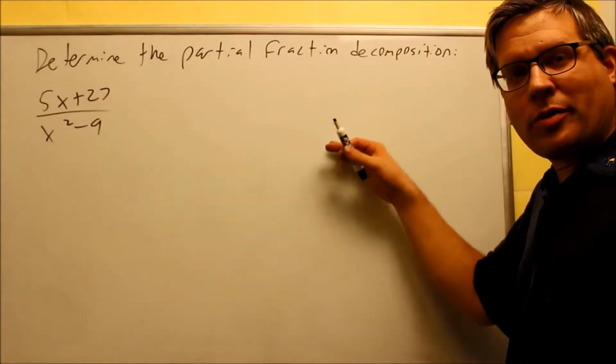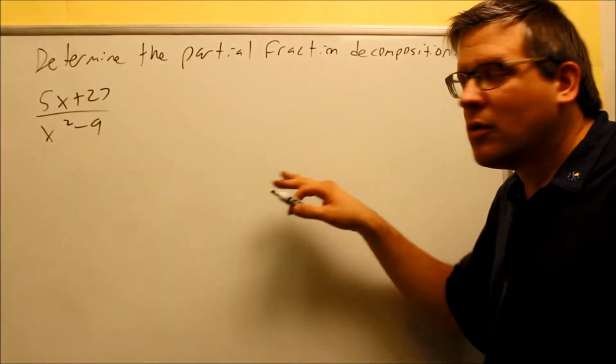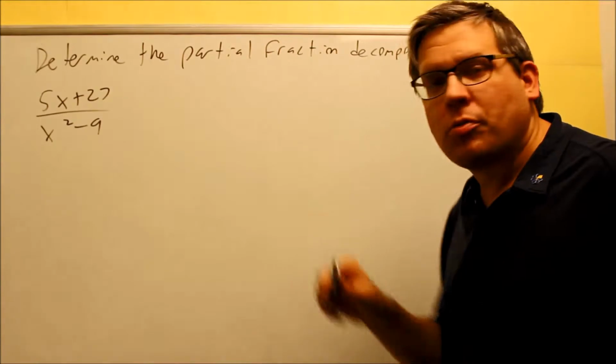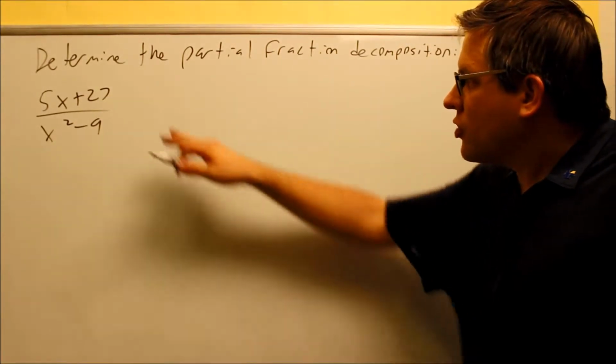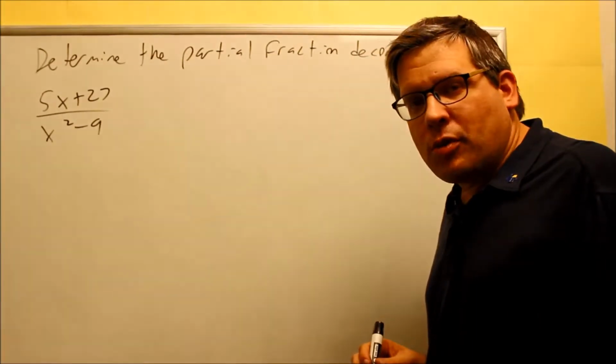Okay, so now that we've talked about the rules and we've also talked about how to set the problem like this up, let's go into it and actually figure out what the two fractions would be that would form this one. Alright, so the first thing you want to do is we need to see which one of these three rules that we're going to apply.